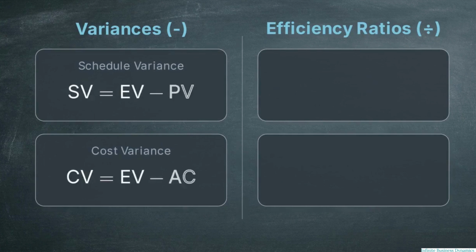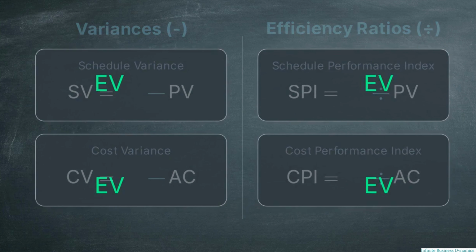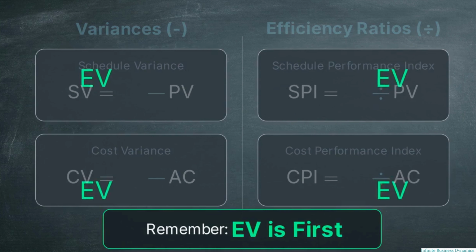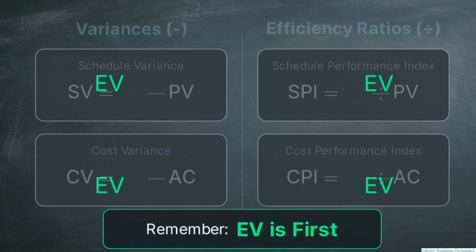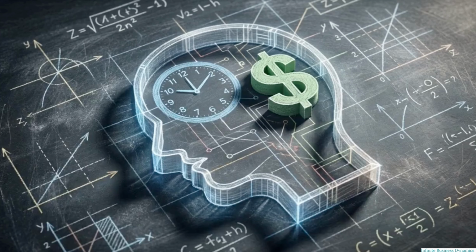SV and CV measure raw dollar variance, the exact money or time away from the plan. SPI and CPI measure efficiency ratios. Notice earned value leads every equation. Remember, EV is first to avoid writing formulas backward. To keep your constraints clear, remember that SPI is schedule and CPI is cost. This keeps time and money isolated in your mental model.